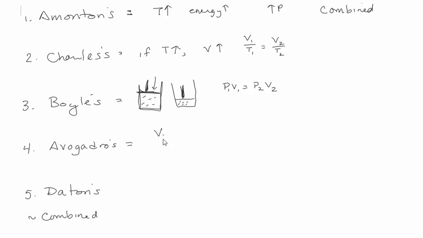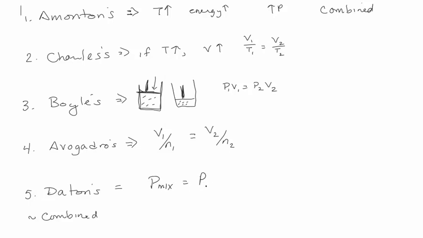Then we have Dalton's Law. Now, Dalton's Law is going to be the easiest of all of the gas laws, because what Dalton's Law tells us is that the pressure of a mixture is going to be the sum of the partial pressures of each component of the mixture. So that's the easiest one to work with, because as long as your pressure units are the same, you can just add them together.